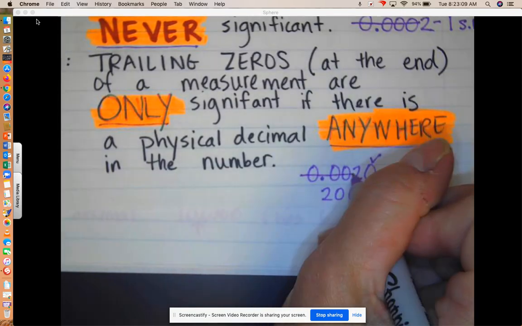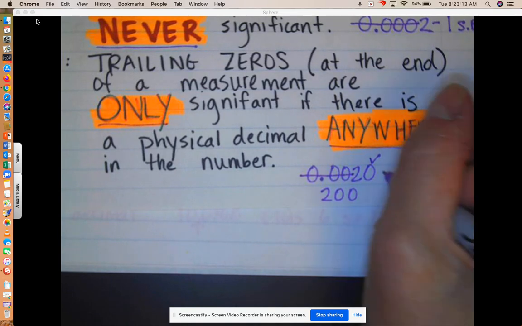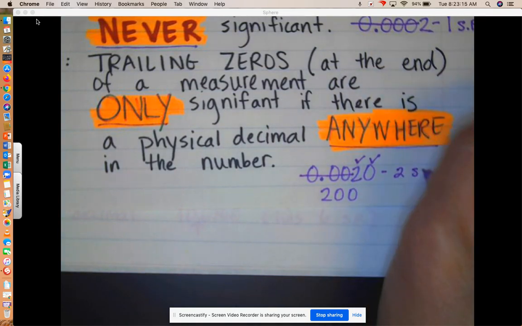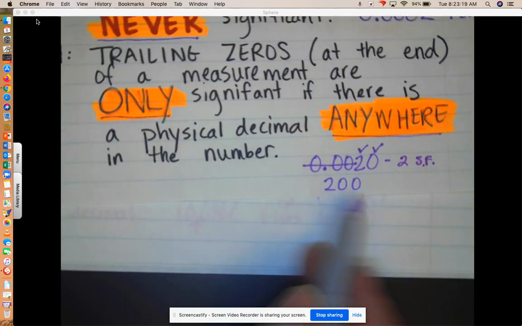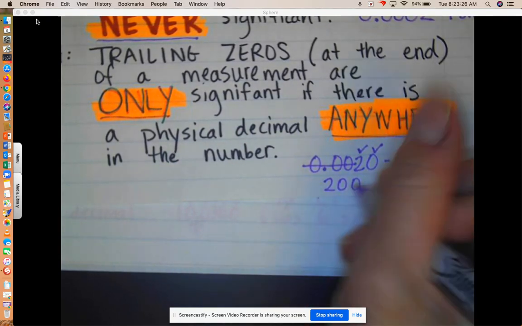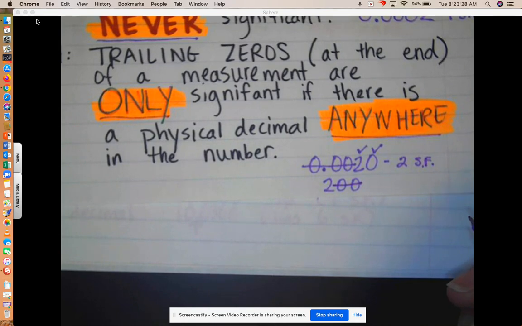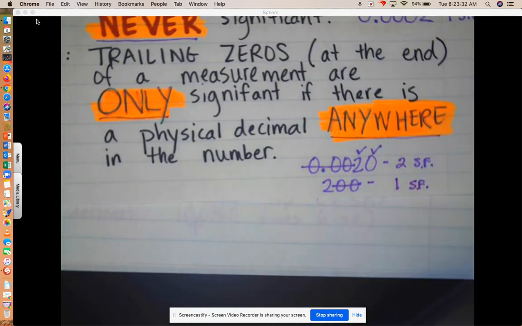Zeros in the front, however, never count. So this measurement would have 2 significant figures. Look at this number. Do you see a decimal? No, you have to physically see the decimal. And since you don't see a decimal, those can't count. So this one only has 1 significant figure.